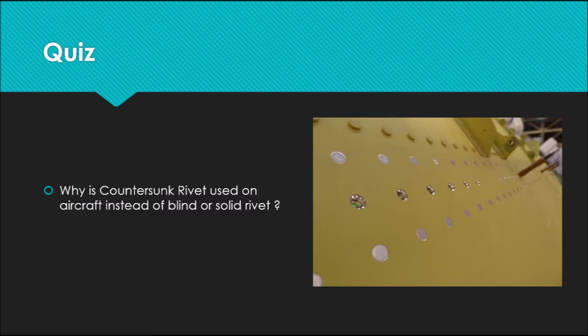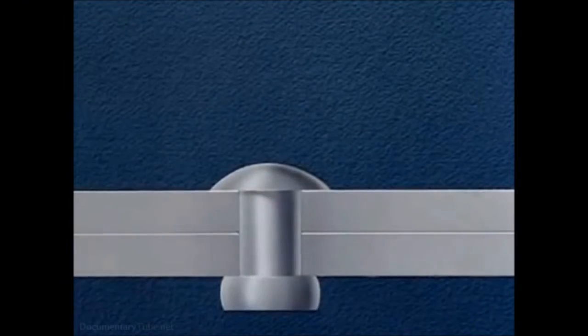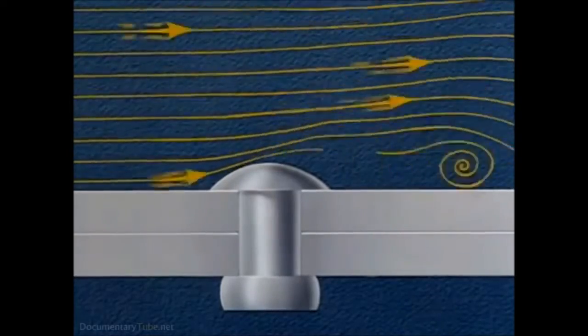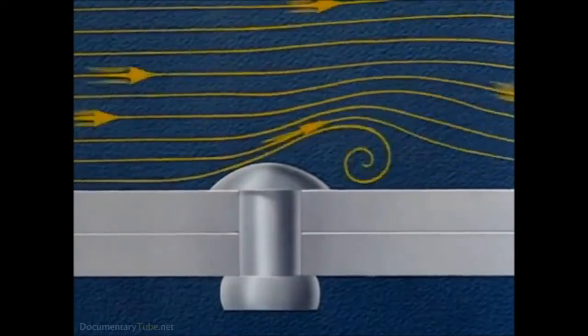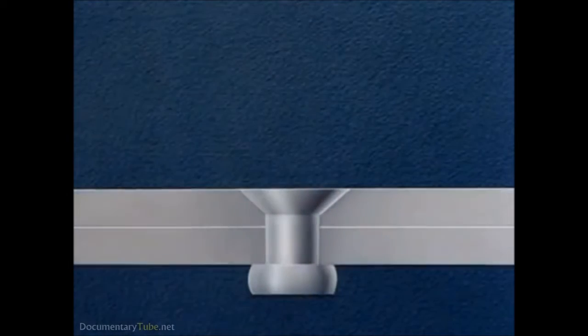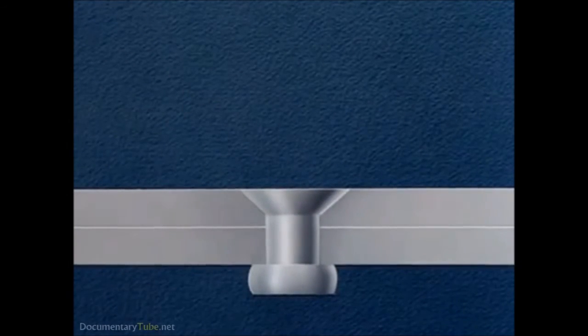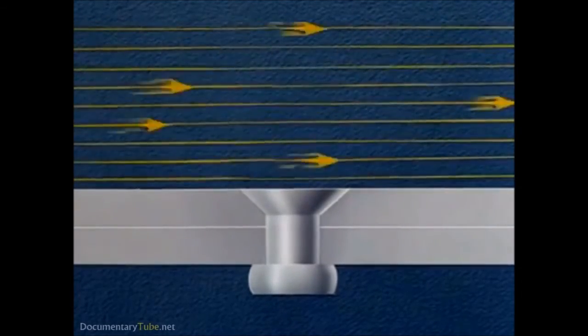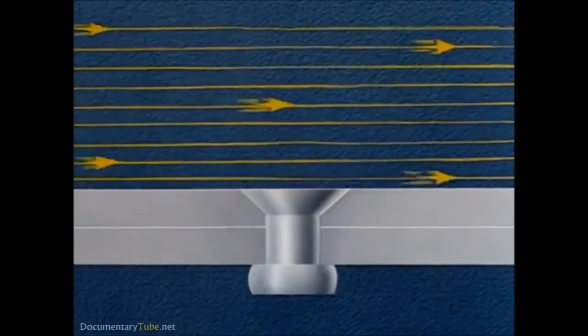This is a challenge for you guys. Why is a countersunk rivet used on aircraft instead of a blind or solid rivet? Everything that would induce turbulence with its attendant drag must be reduced to a minimum. The use of a rivet whose head is flush with the surface being riveted eliminates the drag of the ordinary rivet head and thus aids in accomplishing higher speeds.